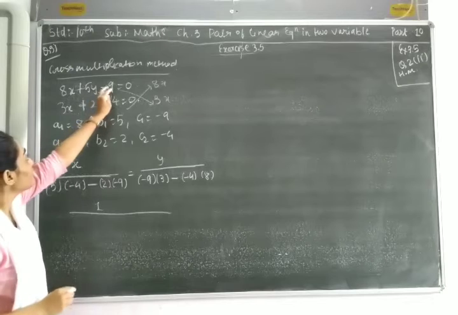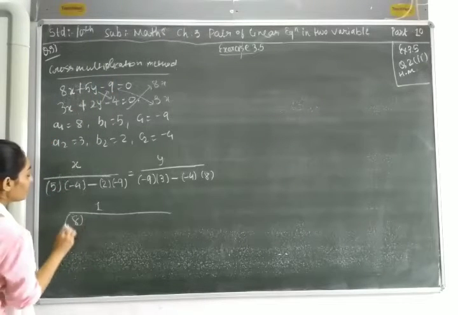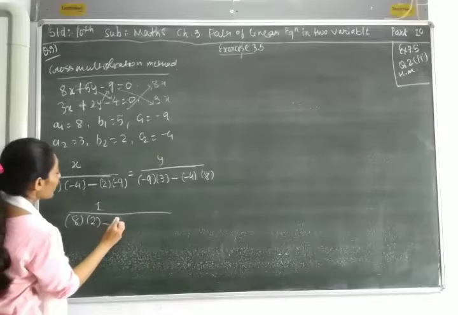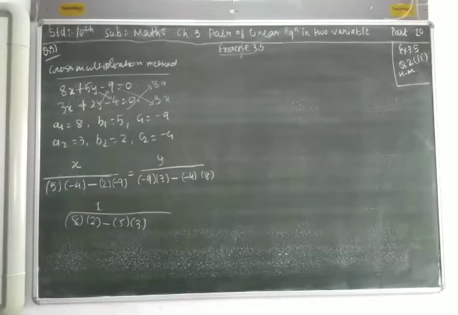Now the constant part, it means we have to leave this one and write in this one. So 8 and 2 minus 5 and 3. Okay. Now next thing is we are going to solve the denominator part.